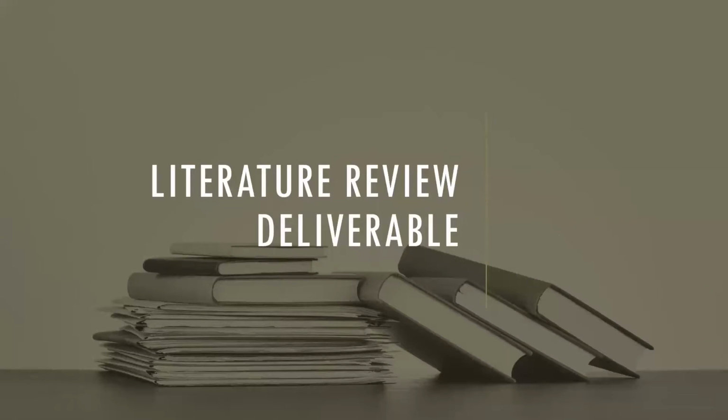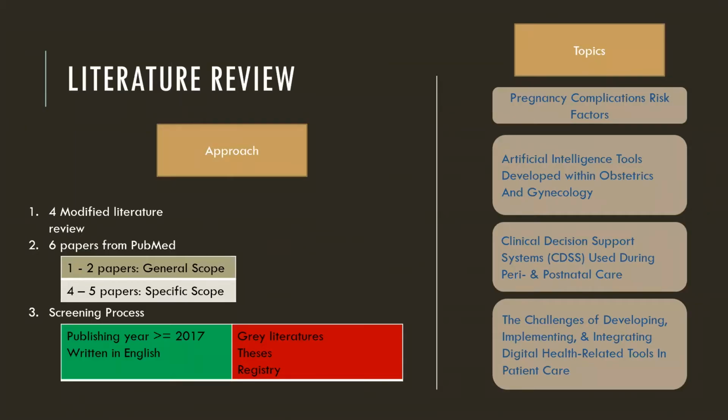Let's begin with the literature review deliverable. I'd like to start with the approach that I had to this literature review. I did 4 modified literature reviews, and each of them had 6 papers, and they all came from PubMed. I also wanted to have a top-down approach to each of the literature reviews, where I had 1 or 2 papers just provide a general scope on the topic of interest. And then the rest of the papers had a more specific discussion on the topic, discussing a narrower niche.